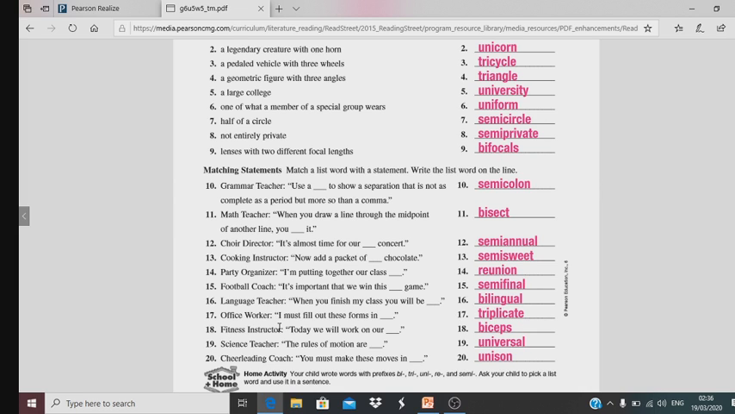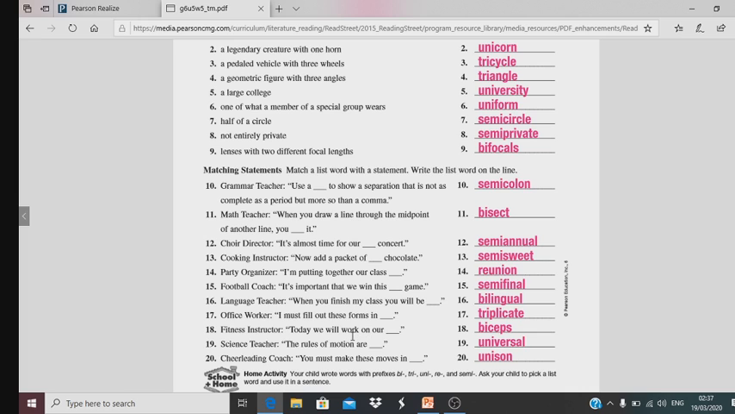Fitness instructor: Today we will work on our biceps. Biceps, we said it's the muscle that you can find in the front part of the upper arm. So this is biceps.